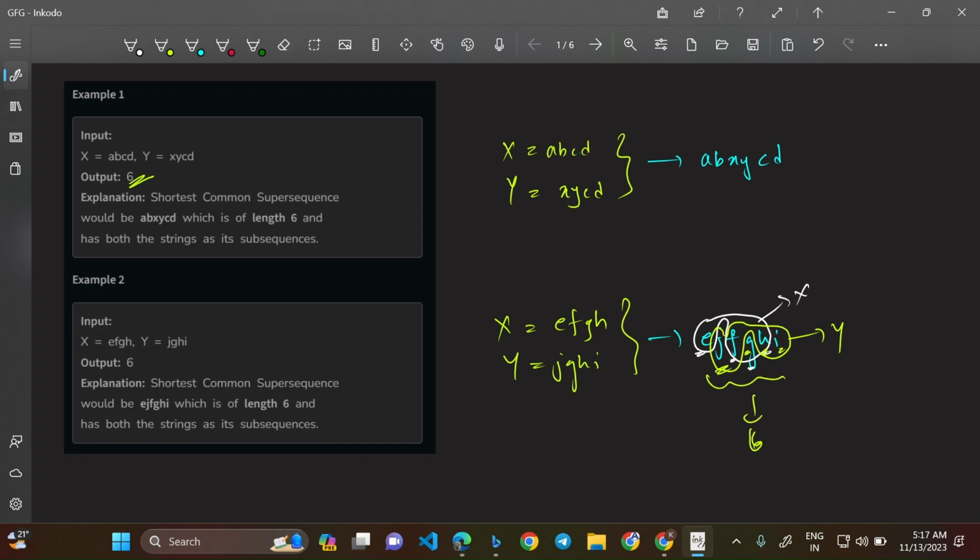All right. So this is the smallest string possible. Is there any other string possible that is smaller and covers all these characters? No, it's not possible. So that is the reason this is the smallest string, and that's the reason we are returning 6 as the answer.